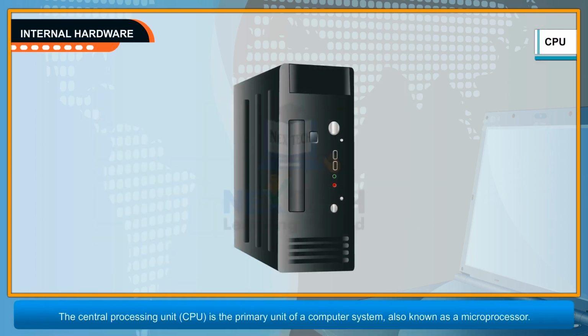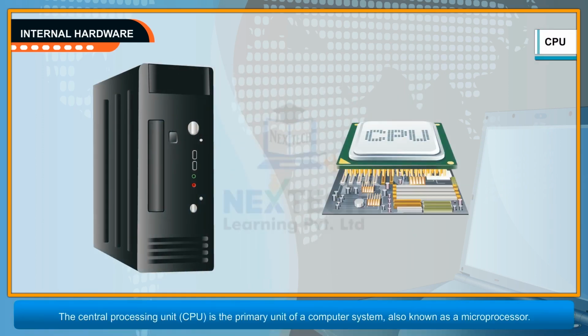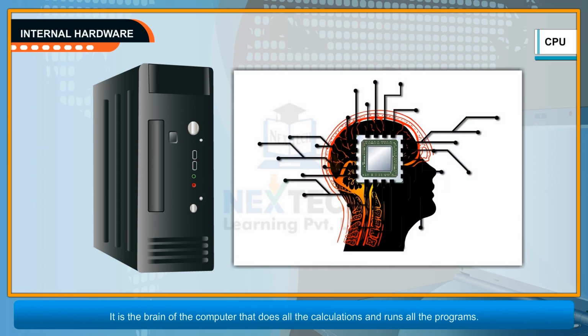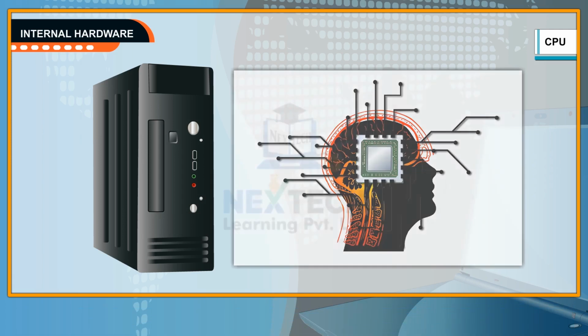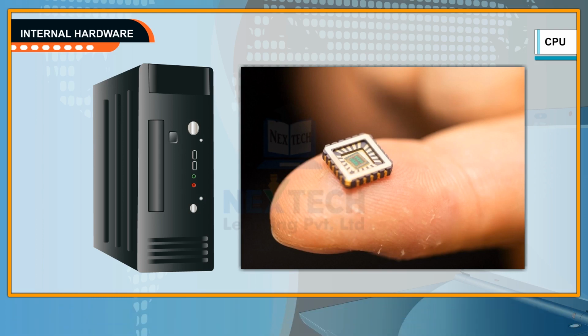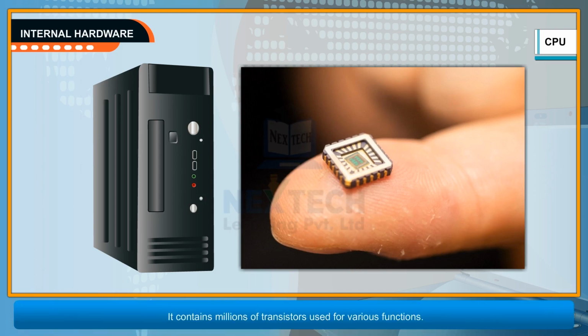CPU. The Central Processing Unit (CPU) is the primary unit of a computer system, also known as a microprocessor. It is the brain of the computer that does all the calculations and runs all the programs. The CPU is a small silicon chip fixed in the CPU socket on the motherboard. It contains millions of transistors used for various functions.